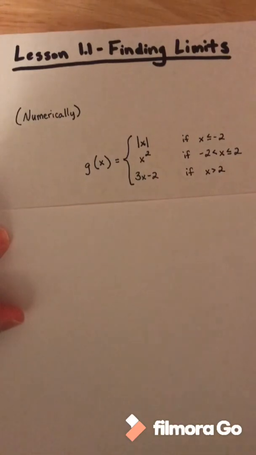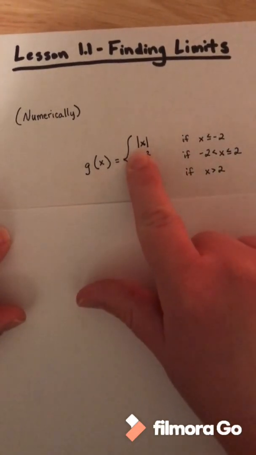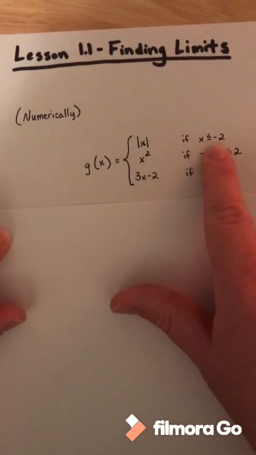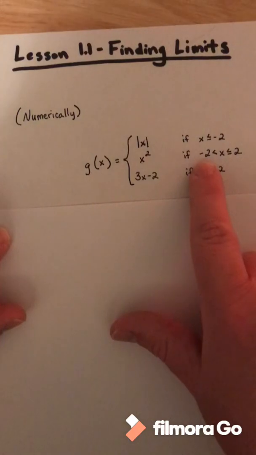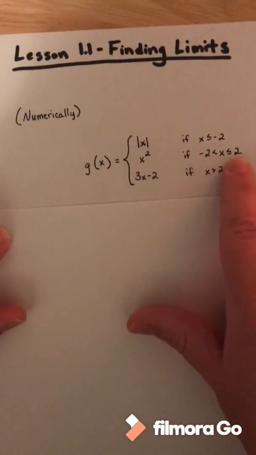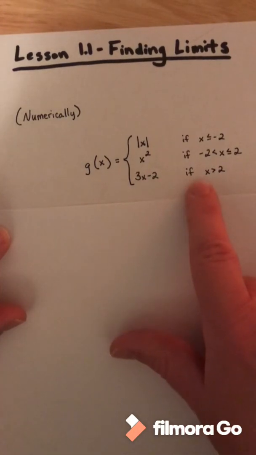In this case, I've got this piecewise function. Notice we call it piecewise because we've got three different pieces here. So we're going to use the absolute value of x as long as x is less than or equal to -2. We're going to use x squared if x is greater than -2 but less than or equal to 2. And we're going to use 3x minus 2 if x is greater than 2.